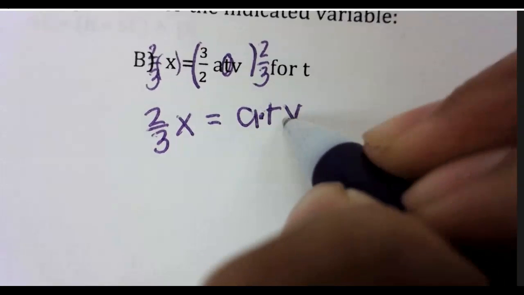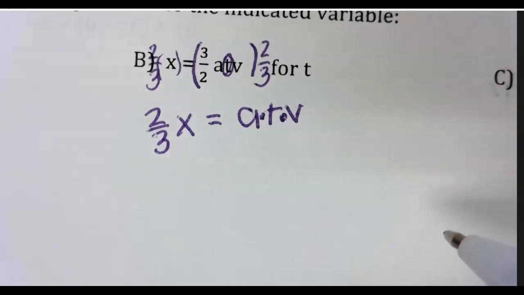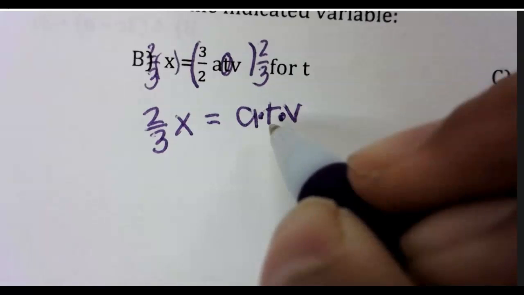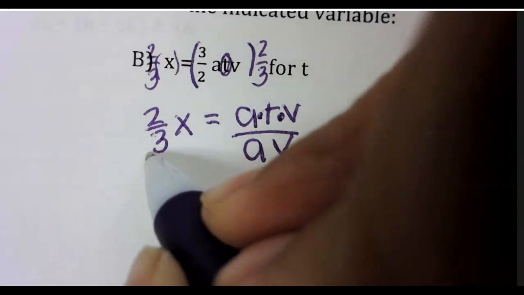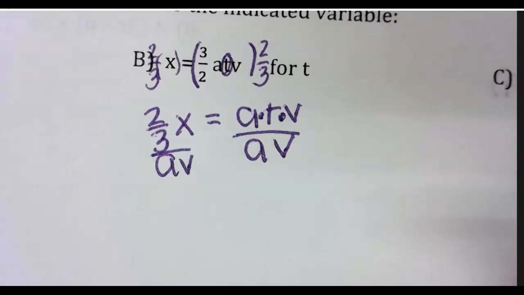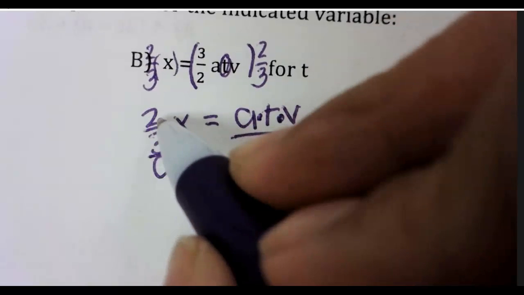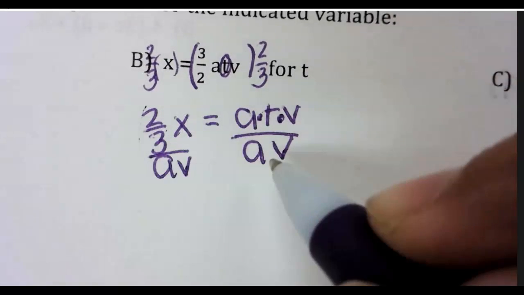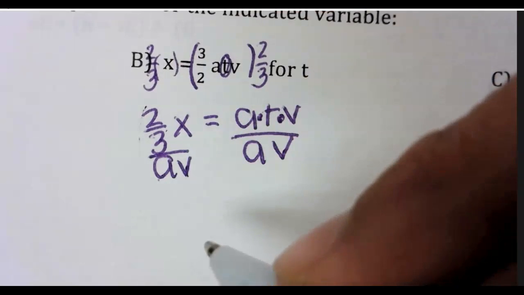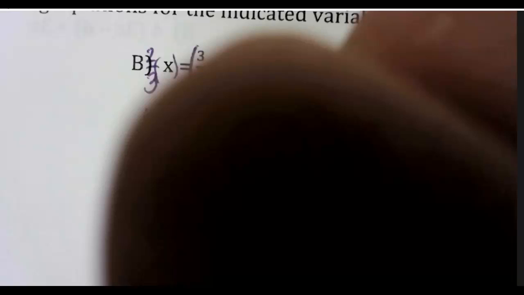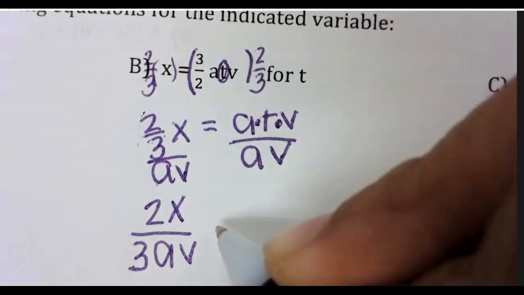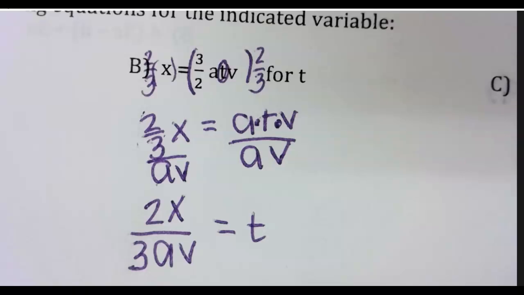So if you're multiplying by A and multiplying by V, how do you get rid of multiplication? Sophia? Perfect. So we're going to divide by AV. The 2/3, that 3 can go down with the A and V. So it's 2x over 3AV equals t.